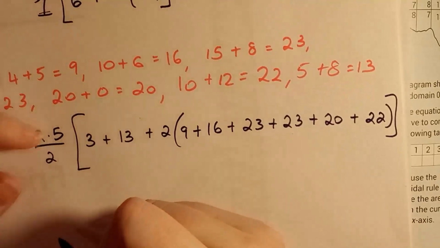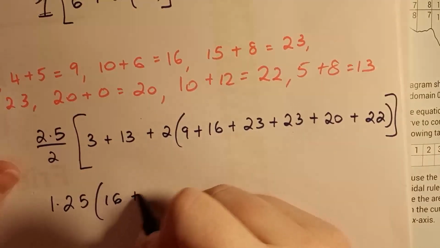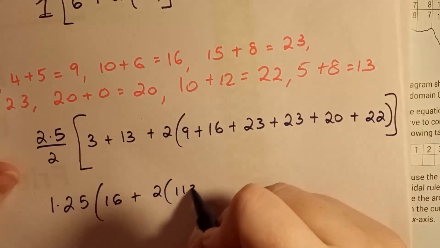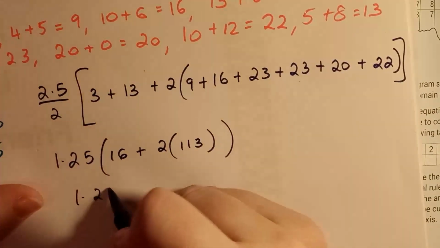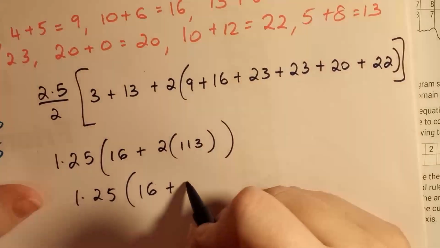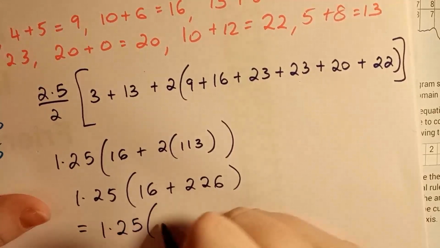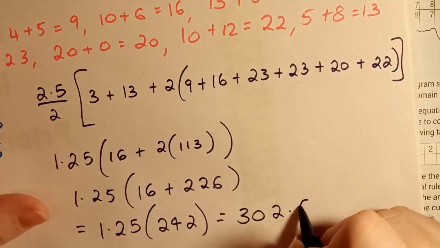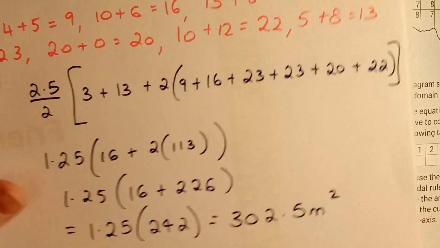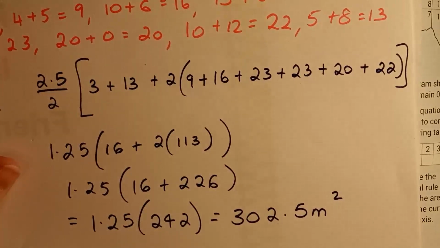So 2.5 divided by 2 is 1.25. 3 and 13 is 16, plus twice 113. So that's 1.25 times 16 plus 226, which is 1.25 times 242, giving me a total of 302.5 meters squared. So that's the area for that entire shape there, the approximation of it anyway, as close as we can get using the trapezoidal rule.